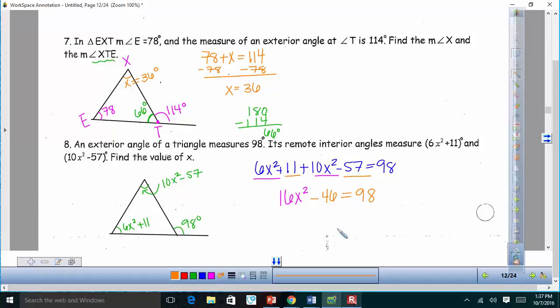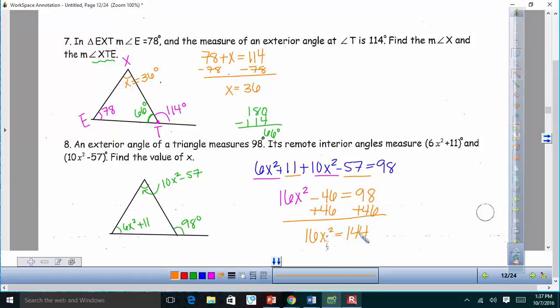How many of you thought we were going to have to factor? Okay, anytime we see x squared, that's normally what we're going to have to do, is factor. But since we have an x squared and then regular numbers, we can get everything on one side and take the square root. So let's move 46 to the other side by adding 46. That's going to give me 16x squared equals 144.